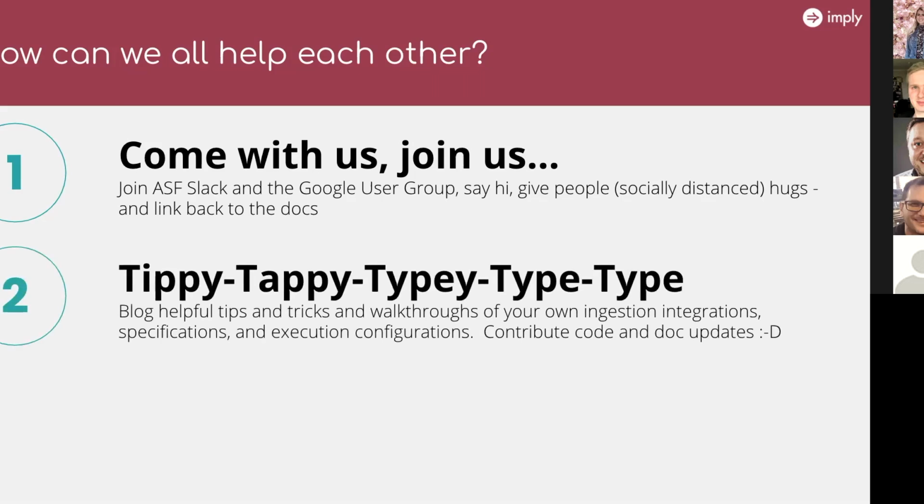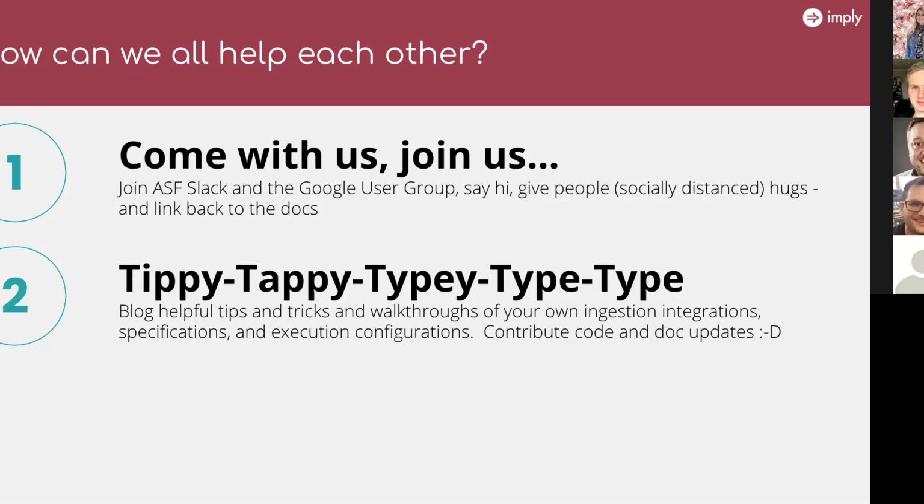Secondly, tippy-tappy-typey type, by which I mean, of course, please blog helpful hints and tricks and walkthroughs of your own ingestion integrations, of the specifications you're using, if you can, of how you configured the execution to work based on the number of resources you've got in your cluster. If you've got content like this, share it. We can help you write it if you'd like us to. Particularly for me, I think some data specific, domain specific content would be really helpful, like if you're working in networking or you're working with clickstream data, especially stuff that's, say, geared towards web development or to BI. Let's all write more together.